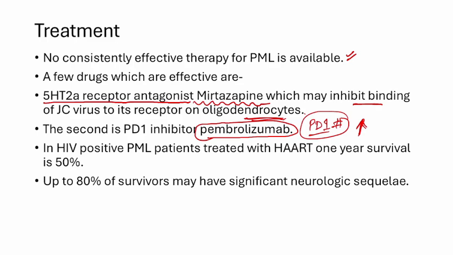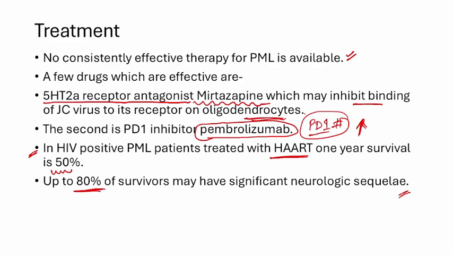We have mirtazapine, we have pembrolizumab to treat JC virus related progressive multifocal leukoencephalopathy. What do you do in an HIV positive patient? We give HAART, but still 1 year survival is only 50%. Very, very devastating condition it is. PML mortality rate is 50% in 1 year even with HAART. But among those who survive, 80% have neurologic sequelae, because different areas of the brain are already damaged.